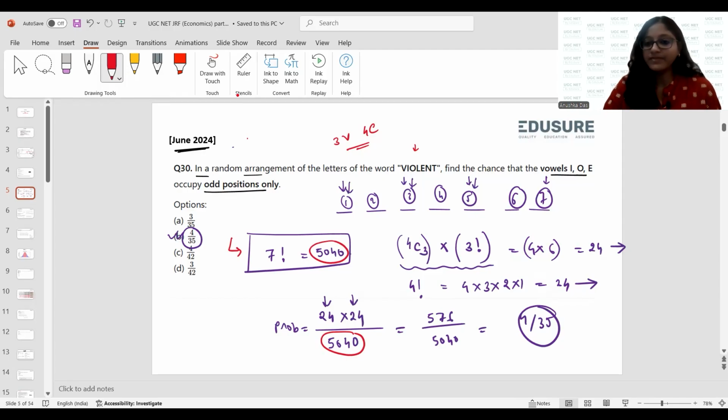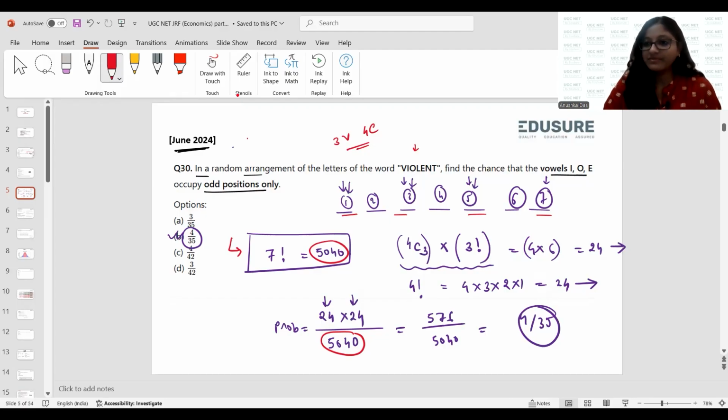Now to find the numerator, meaning the total favorable events, you have to arrange the vowels in the odd places, and the rest of the places will be comprised of the consonants. Firstly, you have 4 odd places, 1, 3, 5, 7. In how many ways can you place these 3 vowels in these 4 places? That is 4C3 ways. Basically, you are choosing 3 places from those 4 places. So that can be done in 4 ways, 4C3.